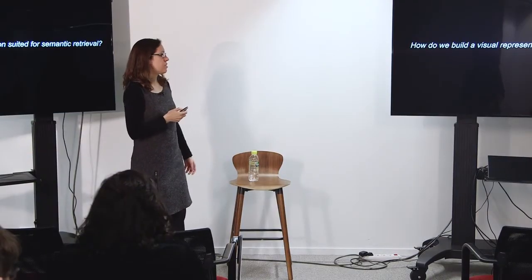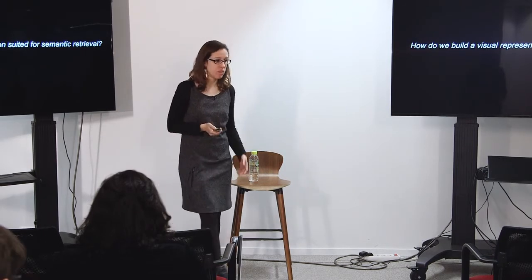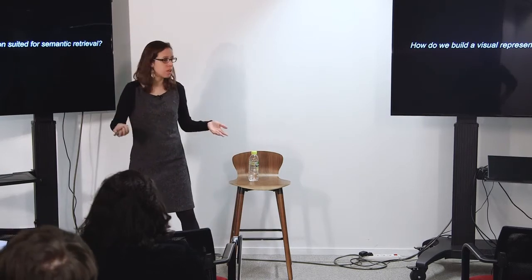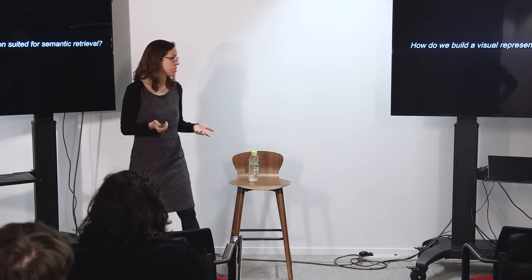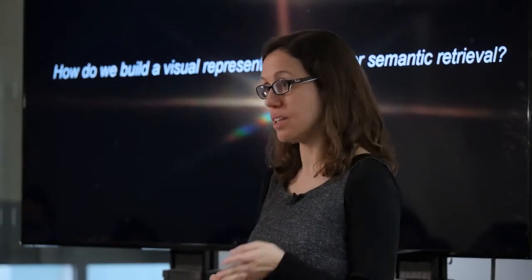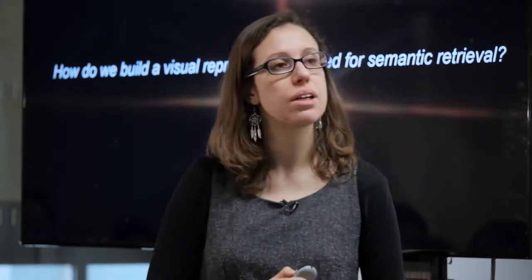That's very nice, but we cannot assume that we have access to text all the time, right? Because in real life, you will not have human-generated captions of your image describing everything that is happening. So can we build a visual representation that is as good as the text for this task of semantic retrieval? And how are we going to do that?